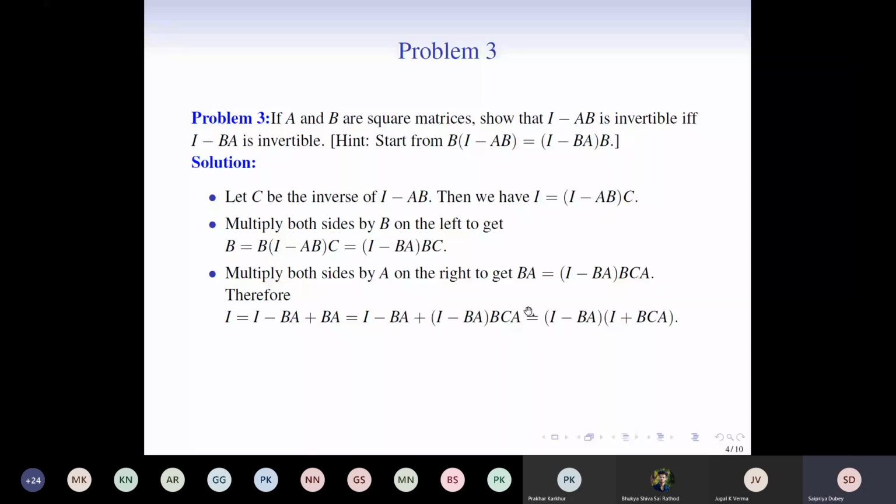We also need to show that the reverse product is identity. So this gives us an idea that this is invertible, and the potential inverse of I minus BA is I plus BCA. This line, that I minus BA times I plus BCA is equal to identity, just gives us a potential candidate which might be an inverse. So this is an exercise: please find a matrix A and a matrix B such that A times B is equal to identity, but A is not invertible.